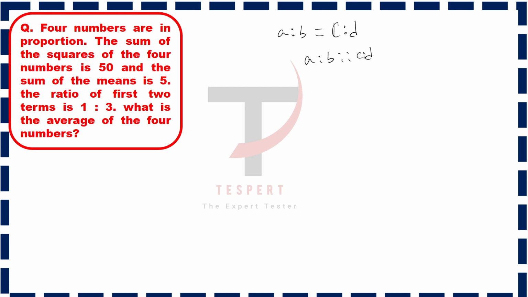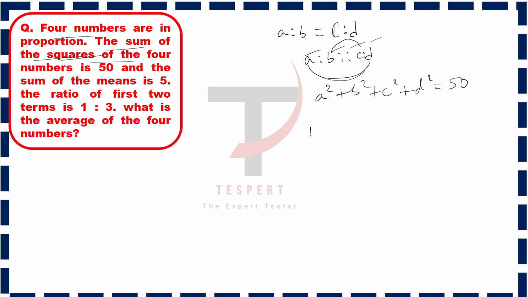Okay. So here the condition is 4 numbers are in proportion and the sum of the squares of the numbers is 50. So let the numbers be A, B, C, D, right? So A square plus B square plus C square plus D square is equal to 50. And as these numbers are in proportion, the product of means B and C is equal to the product of extremes.